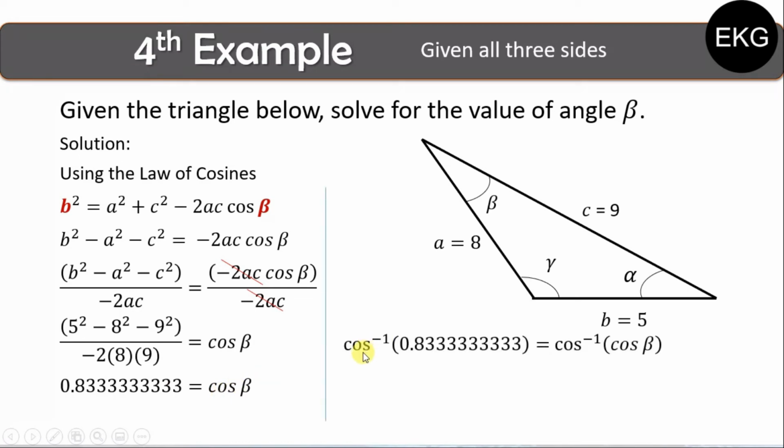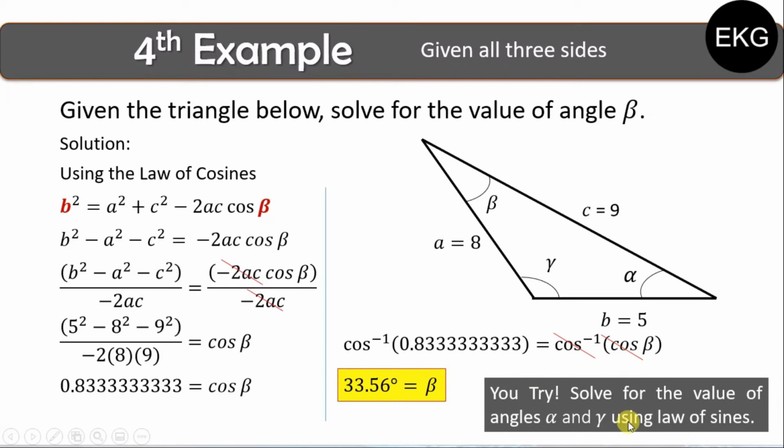So, we take the arccosine on both sides. Magka-cancel ito. Okay? And may iwan yung angle beta, which is equal to 33.56 degrees. Meaning, ito pala is 33.56 degrees. You try. Solve for the value of angles alpha and gamma using law of sines. So again, you complete the solution by finding the missing values, yung alpha pati yung gamma for this problem. Okay?